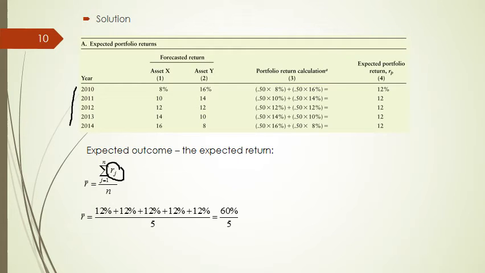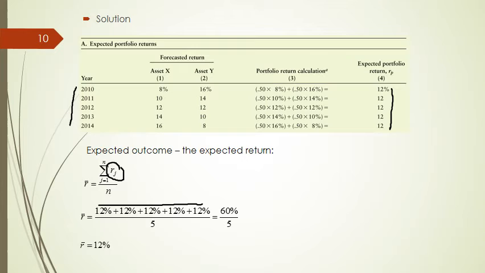We add up the expected portfolio return for each year, which is 12%. So here you see the expected return for each year, which is 12 plus 12 plus 12 plus 12 plus 12. That gives us 60 divided by 5, and we find that the expected return is 12% for the period of 2010 to 2014. So this is how we have now found the expected return.